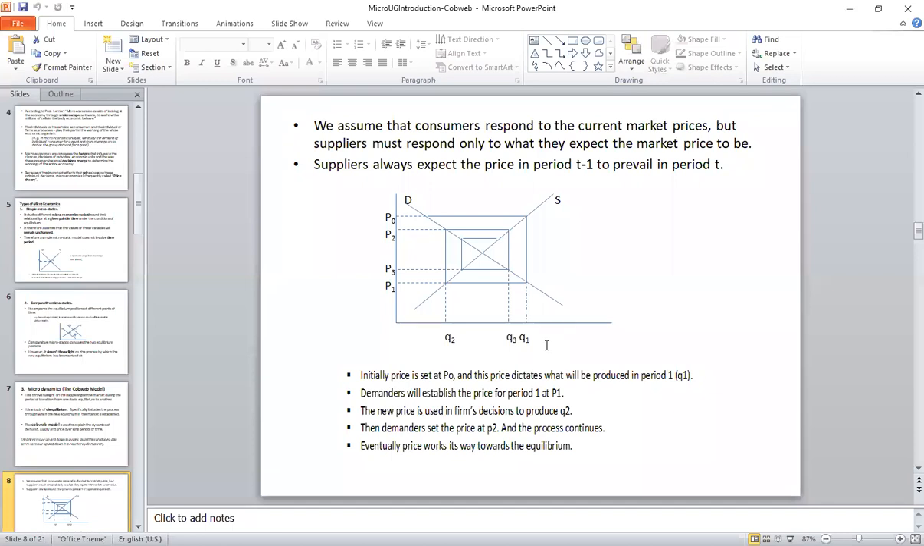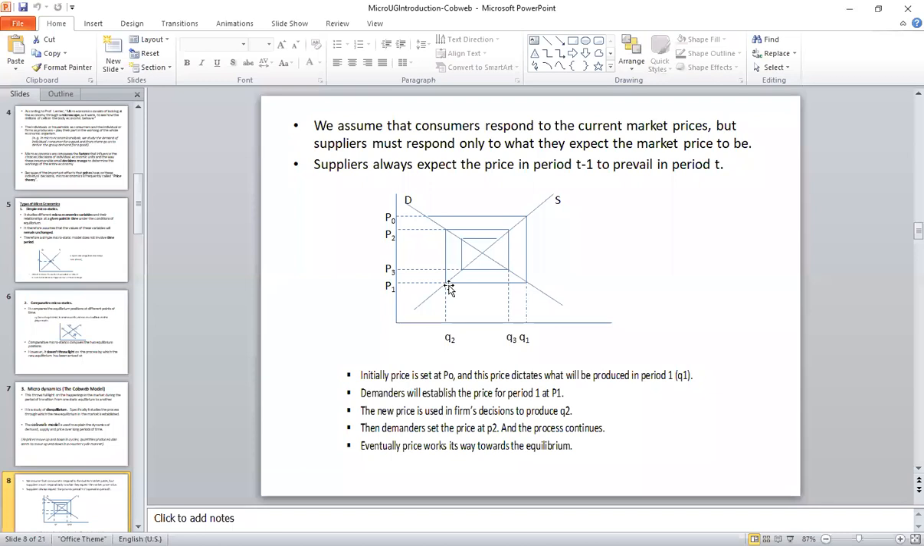But now, when the quantity is Q1, the demanders, the consumers, will set the price at P1. In other words, in period 1, when the quantity produced is Q1, the price will fall to P1, because when supply increases, other things being equal, the price will fall. So you see the price in period 1 falling to P1. Now the suppliers are disappointed because they expected the price to remain at P0, but now they find the price down here. But they never learn from their mistakes.